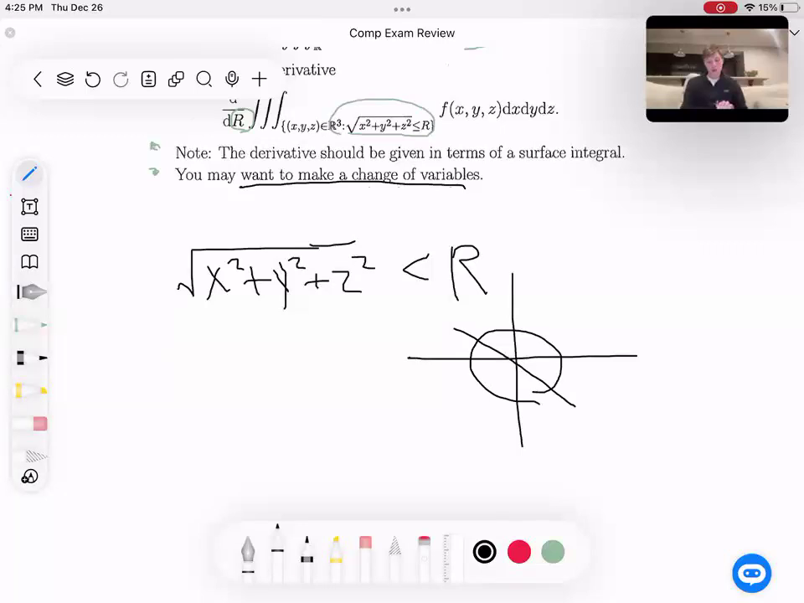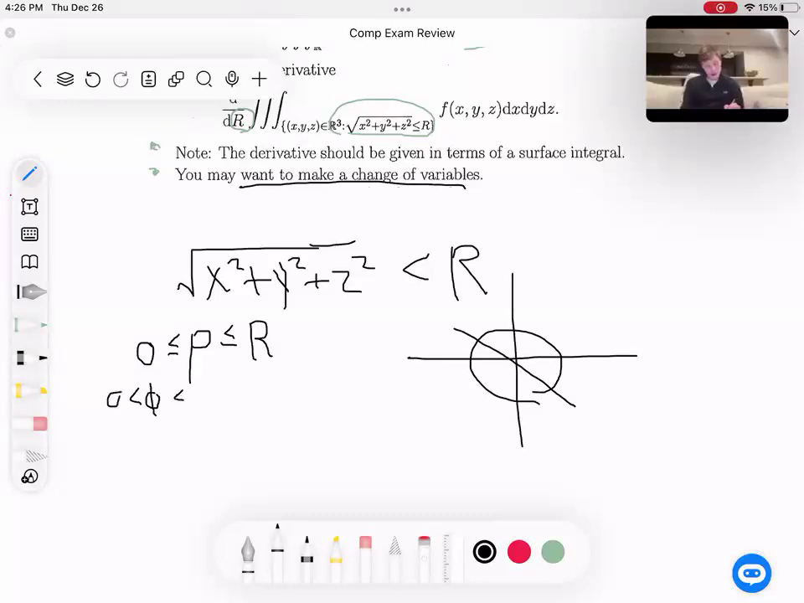coordinates. So if x squared plus y squared plus z squared is less than r, that means that we have rho, which is like our 3-dimensional radius, and it kind of looks like a lowercase p. That's going to go all the way from 0 to r, right? And then because we're integrating over all of R3, we are going to have phi and theta as their usual 0 to pi and 0 to 2 pi.